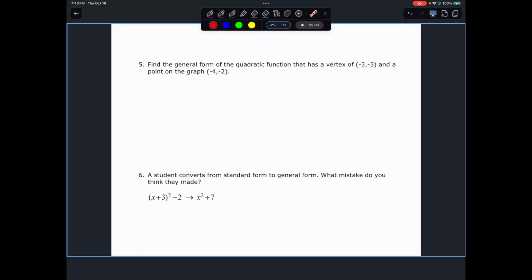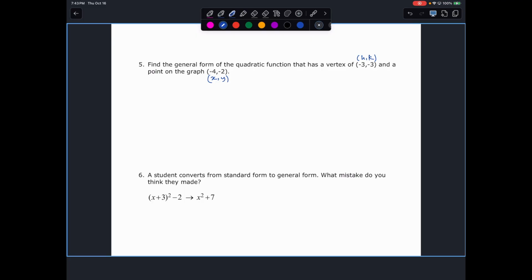So this is question number 5, section 5.1. Find the general form of the quadratic function that has a vertex of (-3, -3) and a point on the graph of (-4, -2). We know that the vertex is h and k, and any point is x and y.